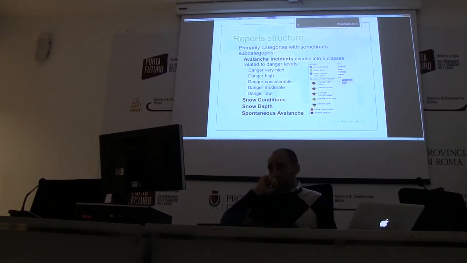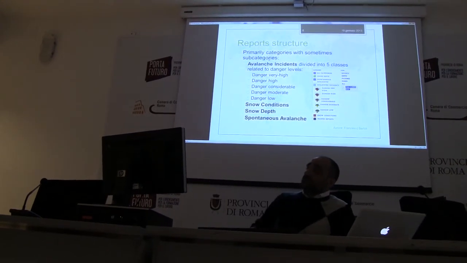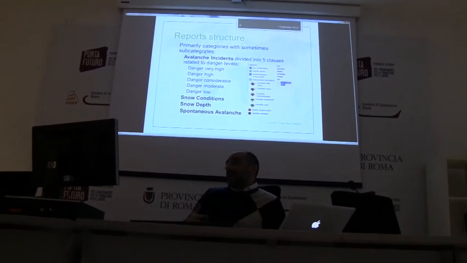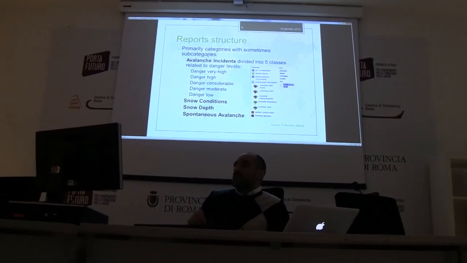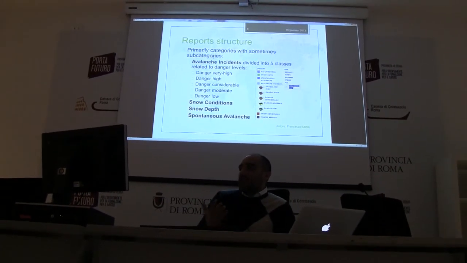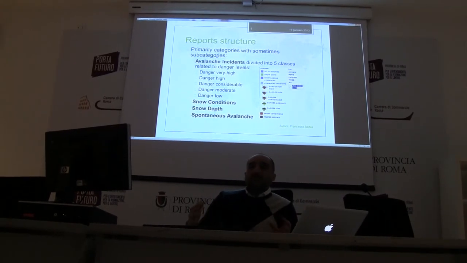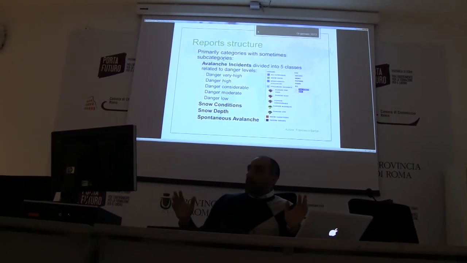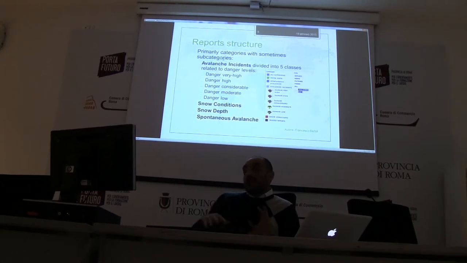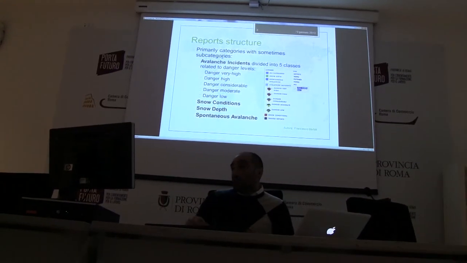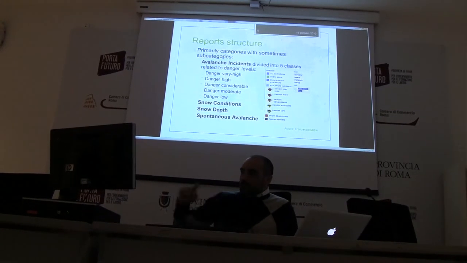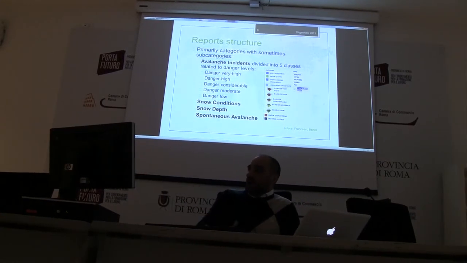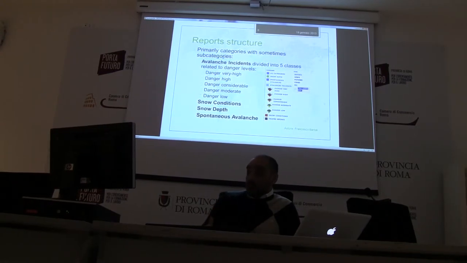So, as stated, the main categories sometimes have subcategories. This is a characteristic of Ushahidi. You can define main categories for reports and also subcategories. In our use case, in GeoAvalanche, we have defined these main categories: avalanche incidents, snow conditions, snow depths, and spontaneous avalanche.